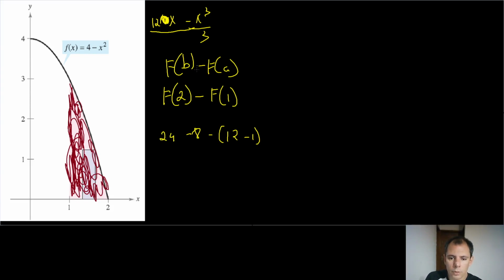Minus 2 cubed, which is 8. And then you have a minus, and you have to do the same thing for f of 1, so it's going to be 12 minus 1. So in here you have 24 minus 8, it's going to be 16. In here you have an 11, right? So 16 minus 11 is going to be equal to 5. If I didn't make any mistakes in calculation, that's it.